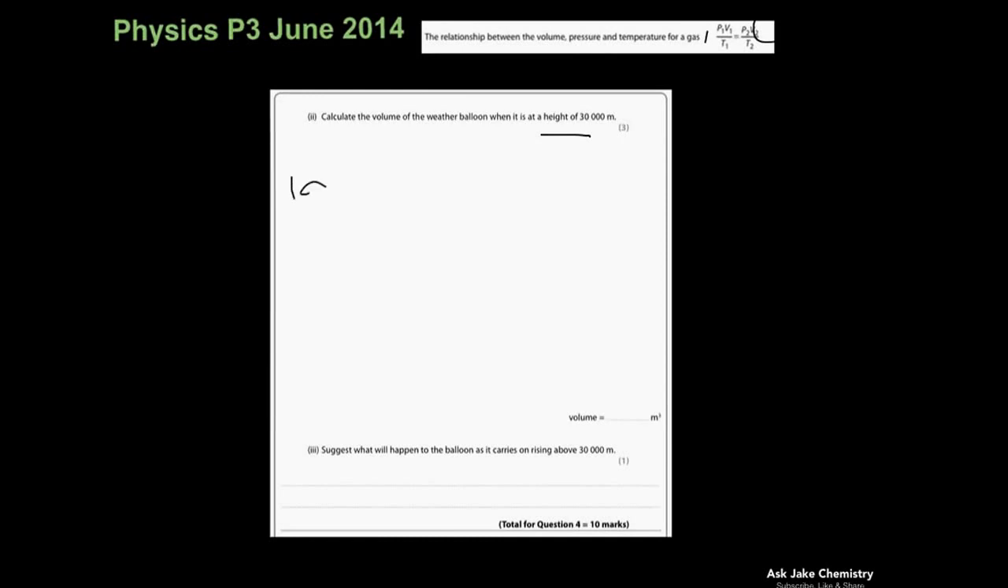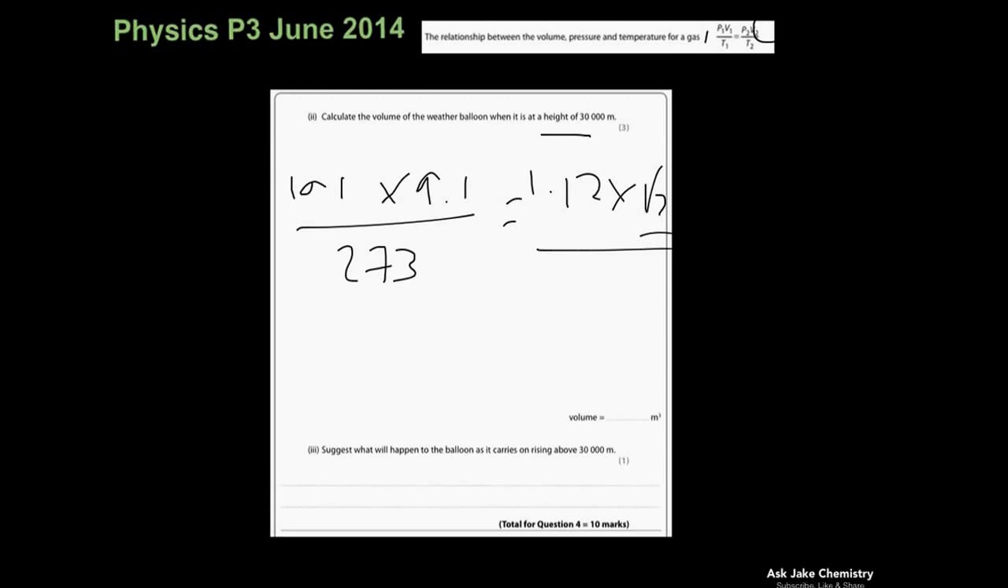That's 101 times 9.1 over 273. This equals 1.21 times the volume 2, because we need to find that, divided by 227. When we have this, all you need to do is rearrange the equation so you can find V. I find that if you plug the numbers in, then rearrange, it's much easier to do the calculation and put it inside your calculator to get the answer.